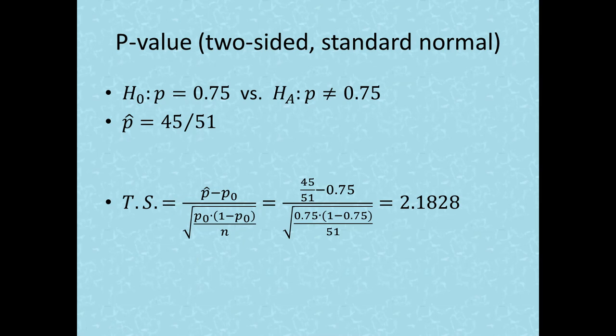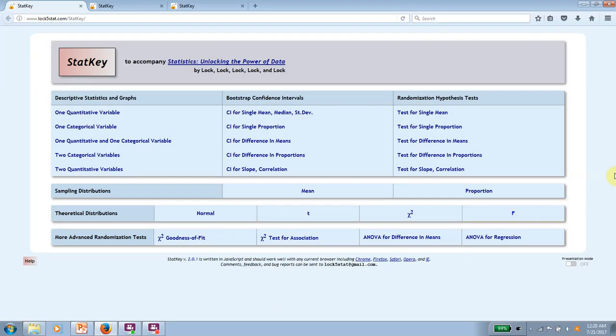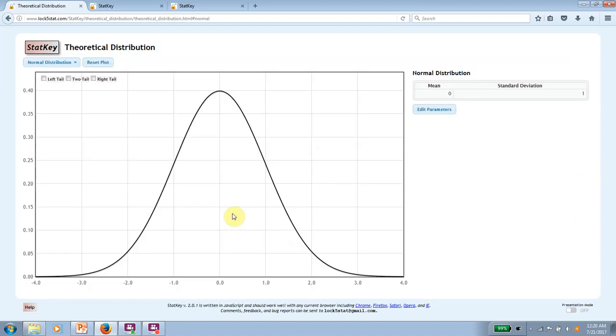The next example is a two-sided alternative. That's really the only thing that's different here. This involves a proportion, so it's still going to be using a normal distribution. So when we go to StatKey, under theoretical distributions, we want normal. And then again, the default is standard normal, so we can just use the test statistic as the cutoff.